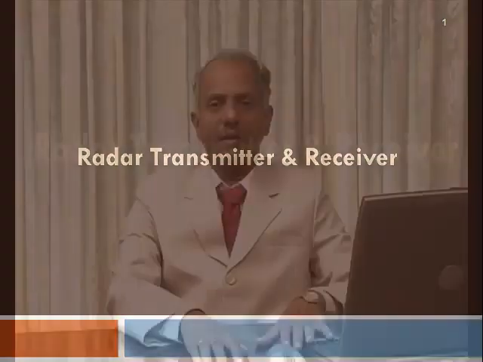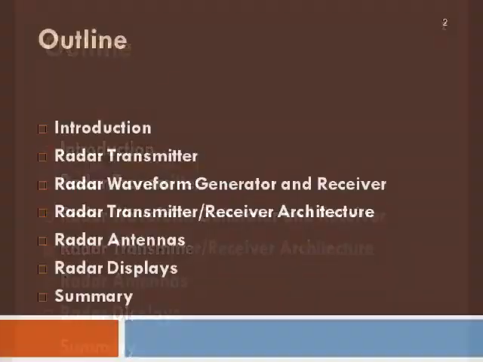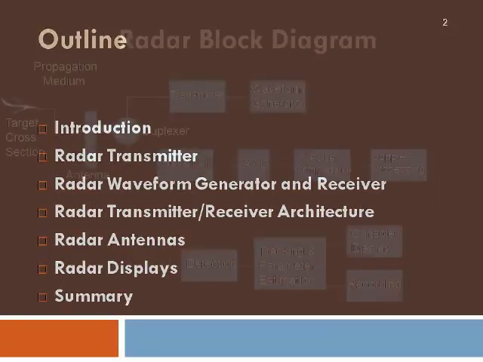In today's class, we shall discuss in detail the architecture of a radar transmitter and a receiver. In this, we are also going to cover discussion on radar antennas as well as displays. So let us see how a transmitter must be designed first. The total coverage will be first introduction, radar transmitter, waveform generator and receiver, the architecture of the radar system, radar antennas, displays, and then we are going to have a summary of all the things.